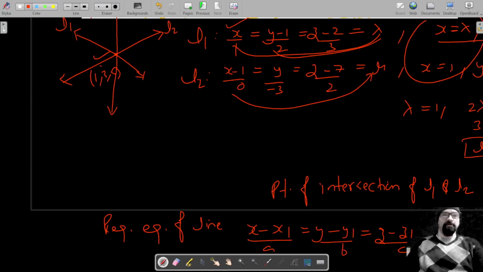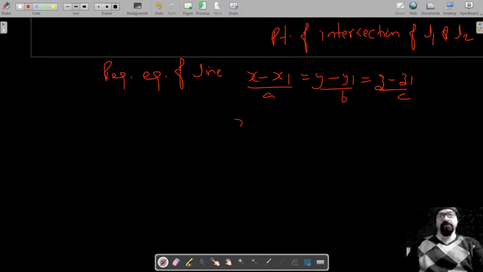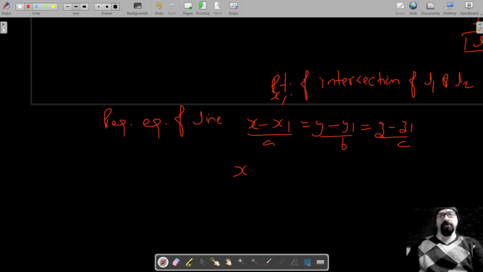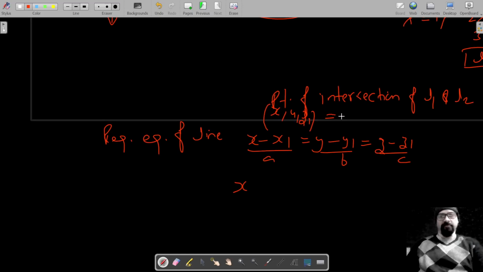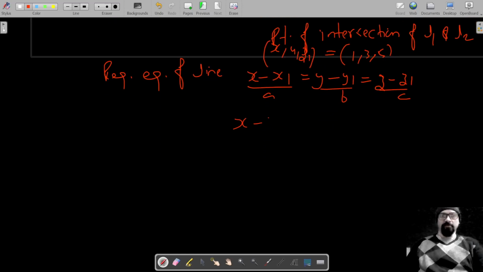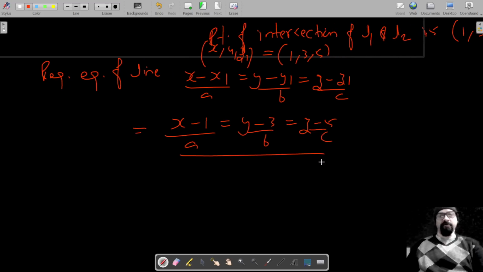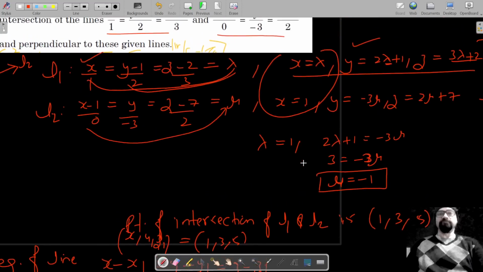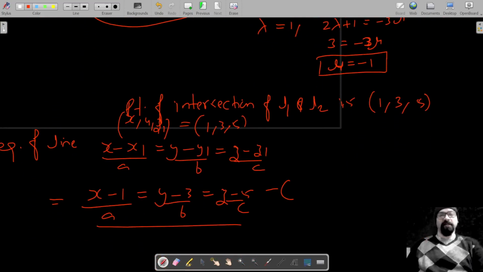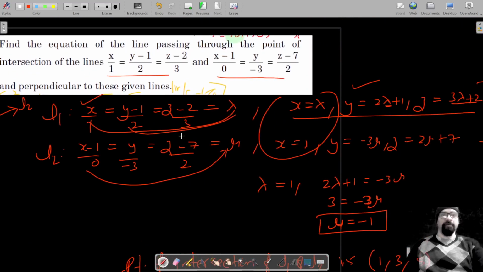Now we have got the point through which it's passing, which is x1, y1, and z1, sorry, is 1, 3, and 5. So substituting the values, (x minus 1) by a is equal to (y minus 3) by b is equal to (z minus 5) by c. So this is a required equation of line, and now we have to get the value of a, b, and c.